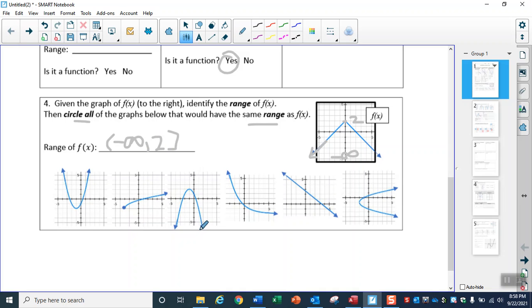So no, not that one. Nope. Oh, here we go. Negative infinity up to 2. So that works. Negative infinity, yeah, but oh, this goes up forever. Goes up forever. Bottom, and it goes up forever too. So it's just that one.